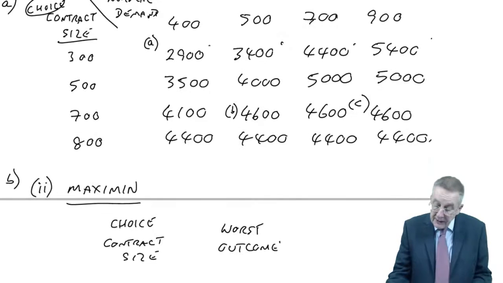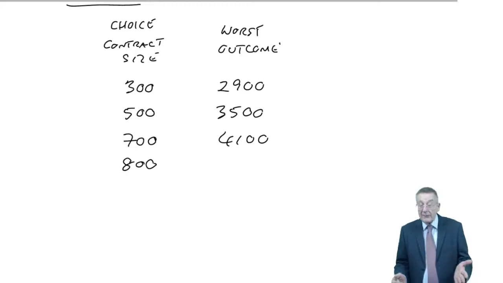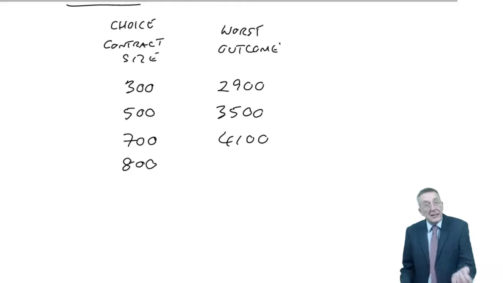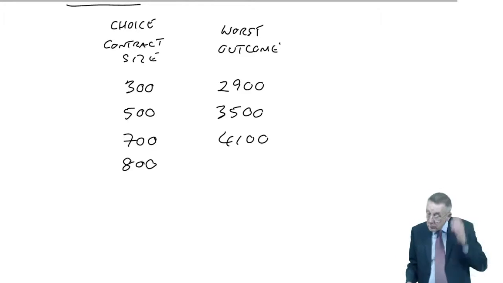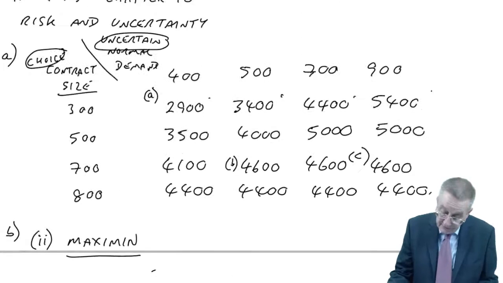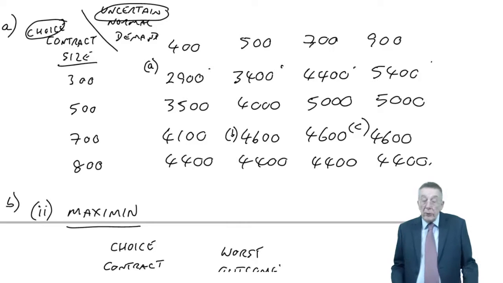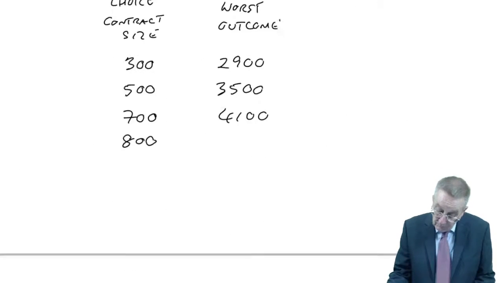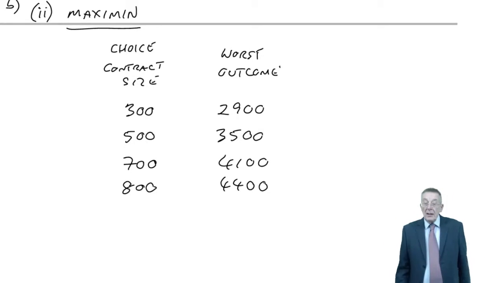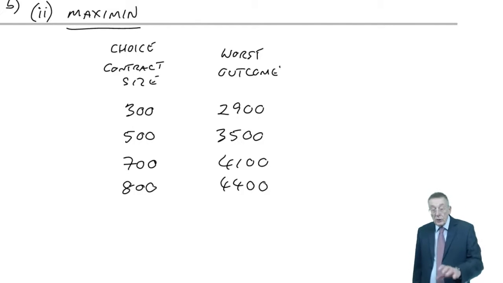Similarly, 700, the worst outcome is a profit of 4,100. If we contract for 700, I do apologise, we're guaranteed to get at least 4,100. We might get more, we wouldn't get any less. And finally, what if we contracted for 800? The worst outcome, 4,400. And so there is the worst outcome for each of the four choices.